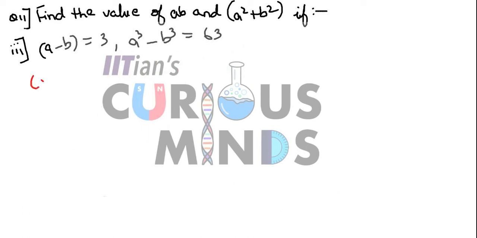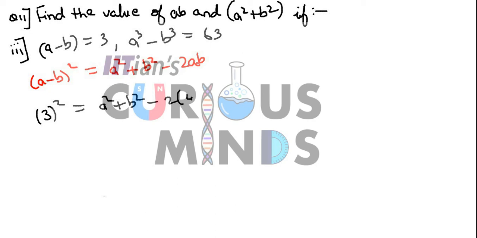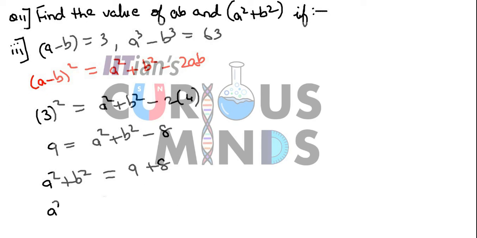Now we know that A minus B the whole square is equal to A square plus B square minus 2AB. Therefore, as per the formula, 3 square is equal to A square plus B square minus 2 times 4. Therefore 9 is equal to A square plus B square minus 8. Therefore A square plus B square is equal to 9 plus 8, and therefore A square plus B square is equal to 17, which is my final answer.